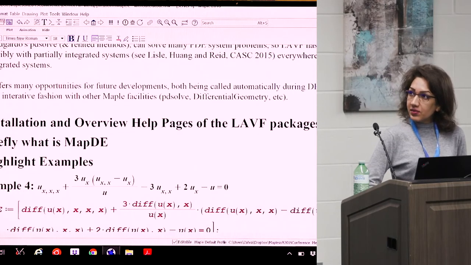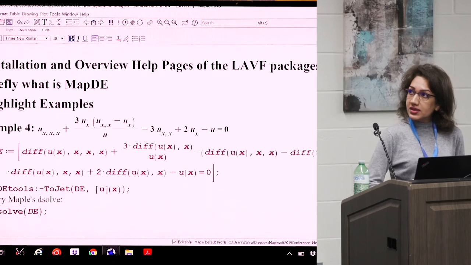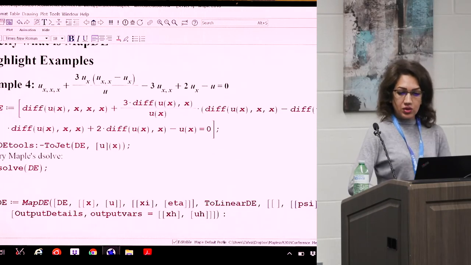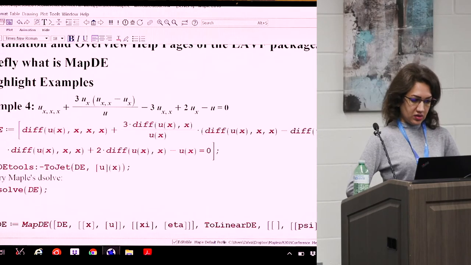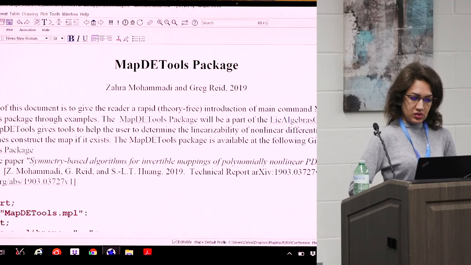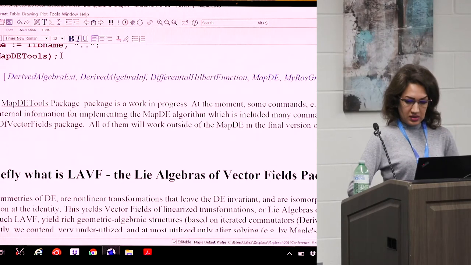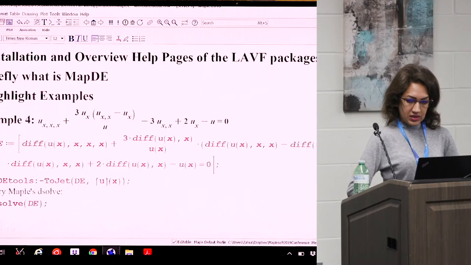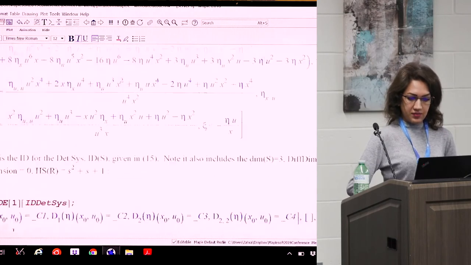The first example I would like to show, this is the first example I use for the... Let me first execute the map. We have that. The first example I showed in my slide was this ODE.